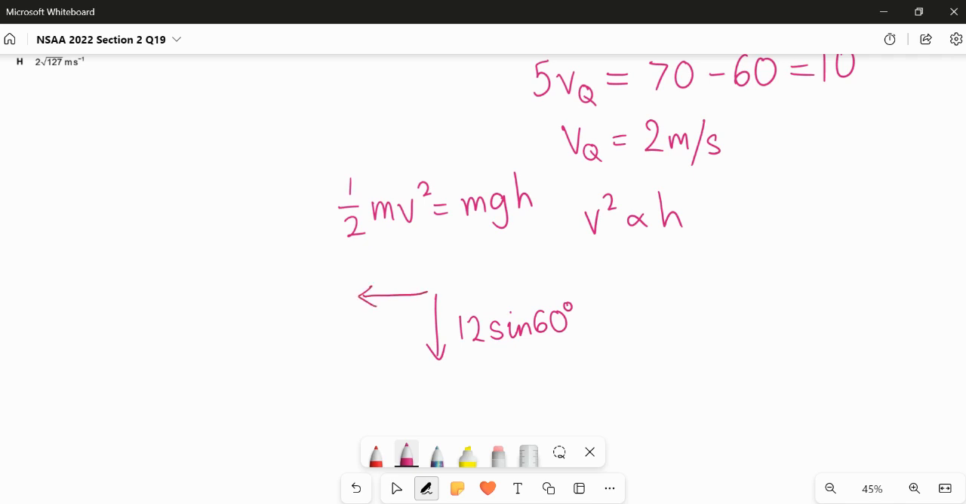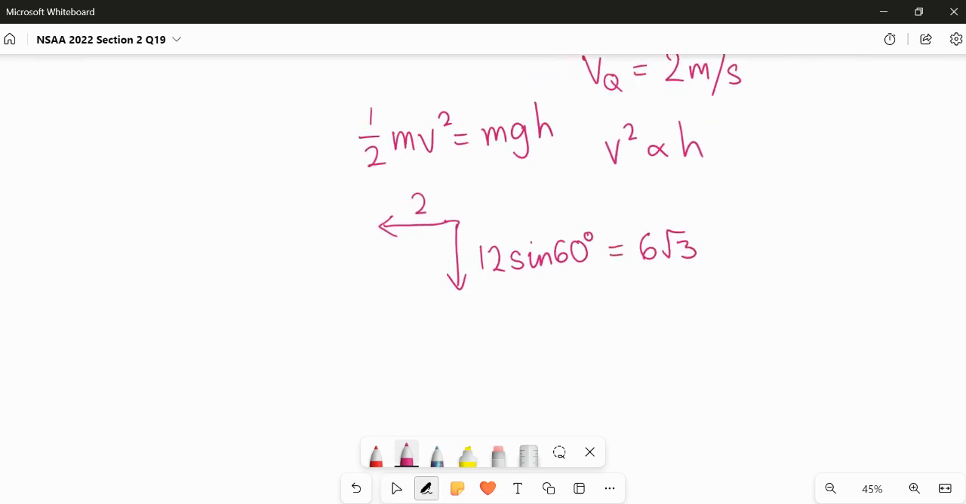So we have 2, and then we have 12 sine 60. So we just need to do a bit of Pythagoras here. Converting sine 60 as root 3 over 2, we have this as 6 root 3. And then we're going to need to square both of these and add them together. So it's best to take out a factor of 2 first, and then square the 1, and then the 3 root 3.